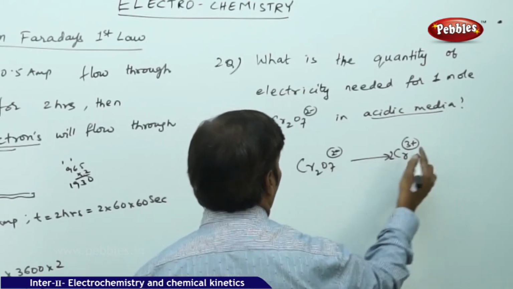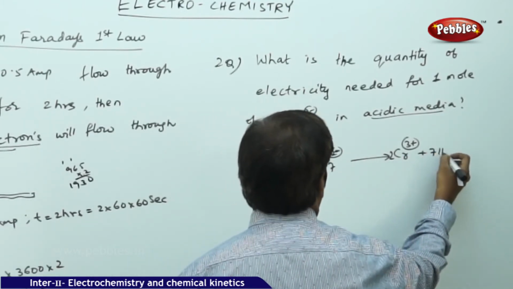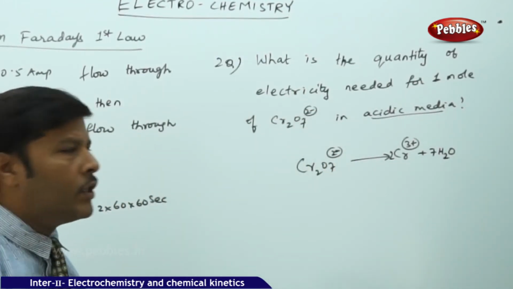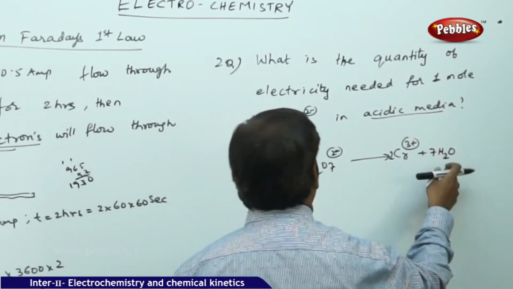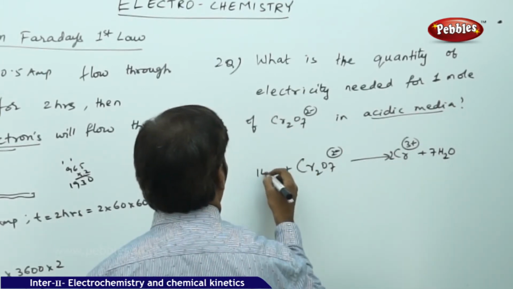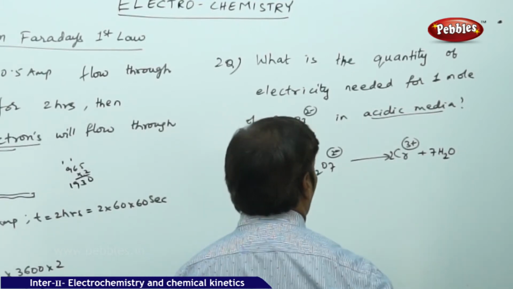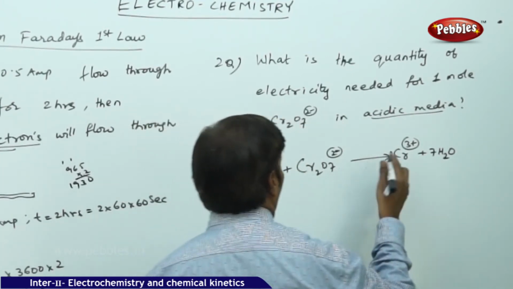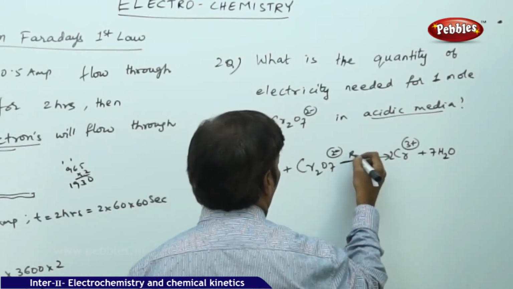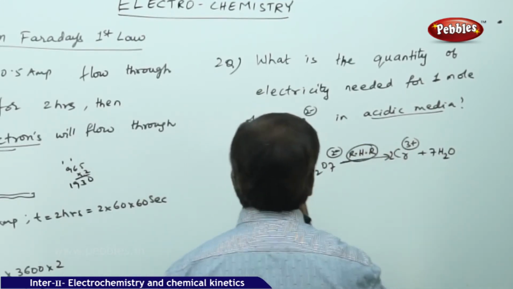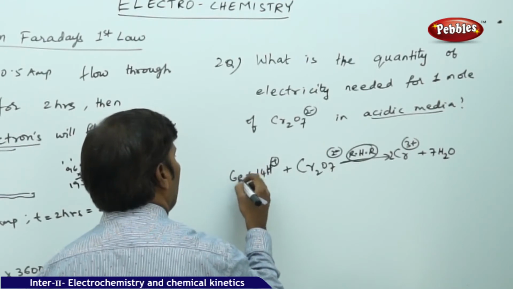There are 7 oxygens, so on the side where the number of oxygens is less, you add that many water molecules. Add 7 H2O, you have 14 hydrogens, so add 14 H+ ions, then check the charges. This is the reduction half reaction, so we need to add the electrons on the reactant side.